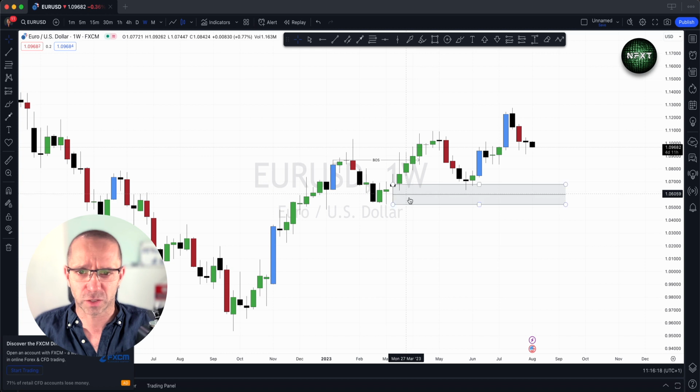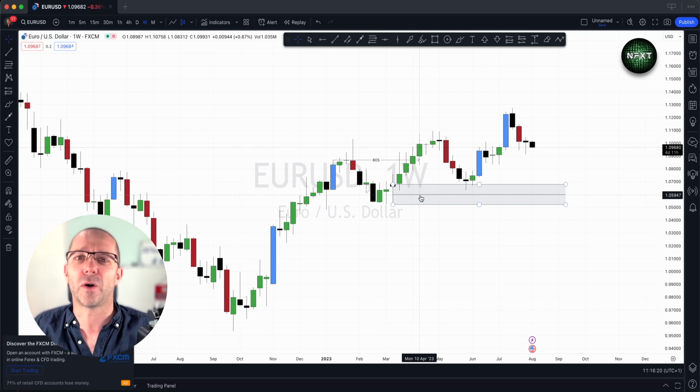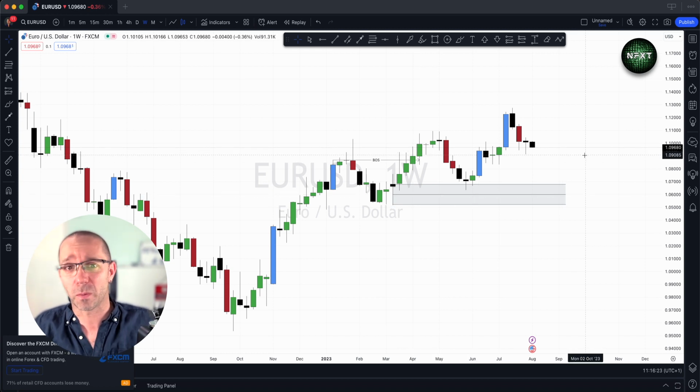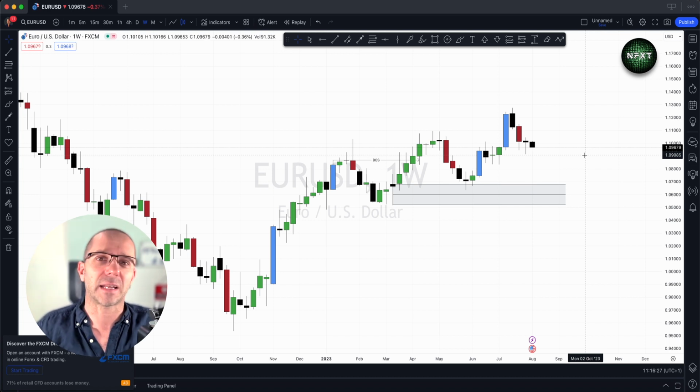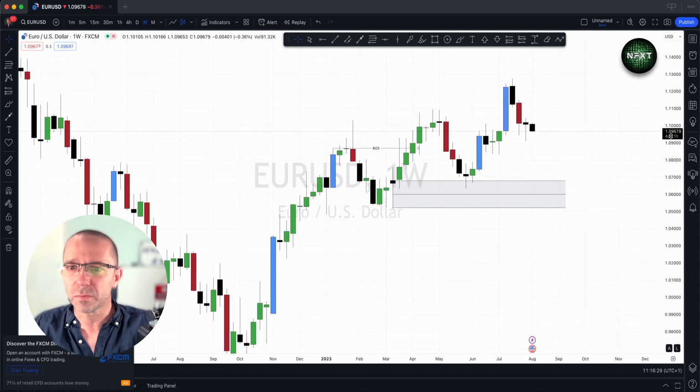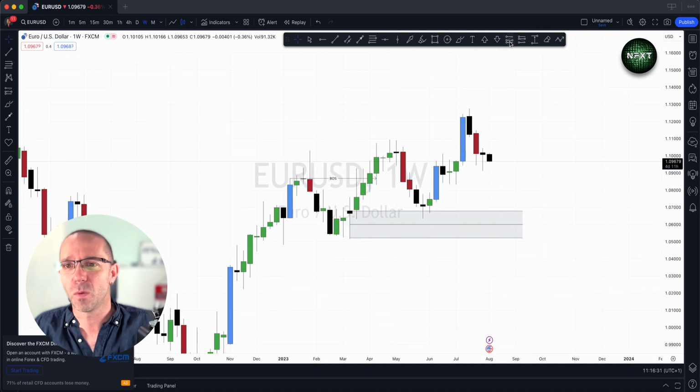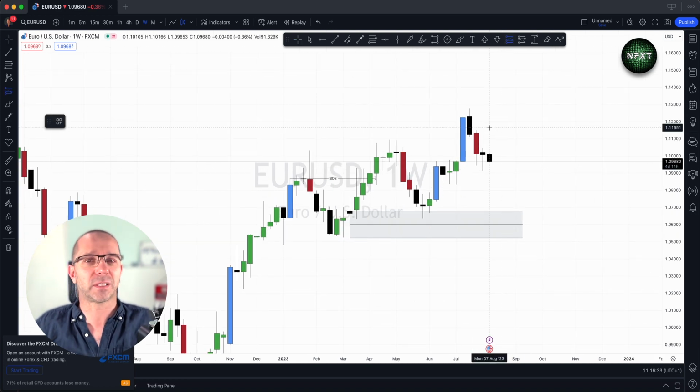So we have a solid area of demand. We're looking for an entry. Now, the normal way we look for a trade out of an area of demand and supply is using a set and forget trading style. A set and forget entry is just a simple way to enter the market without having to follow the market, so we don't have to sit there looking at the charts.